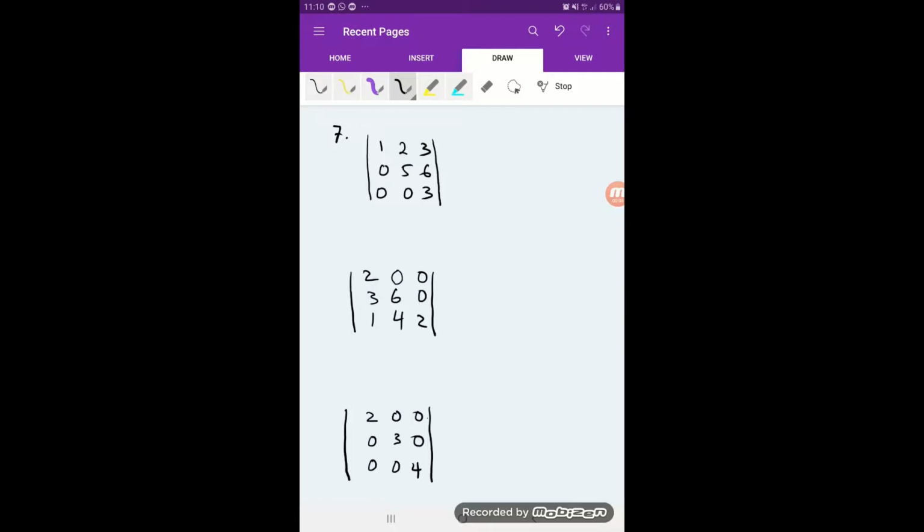Property number 7. We are given 3 determinants of matrices. How do we find the determinant of this matrix? This is the determinant of an upper triangular matrix. This is the determinant of a lower triangular matrix. This is the determinant of a diagonal matrix. So how do we find all these determinants?